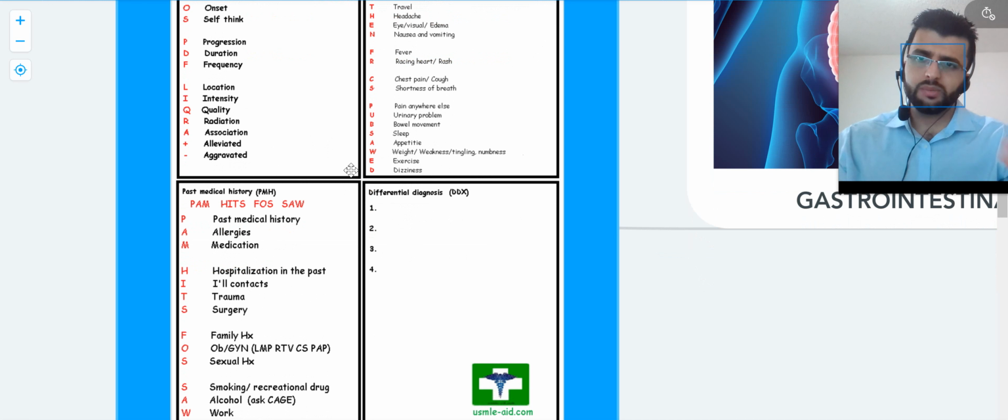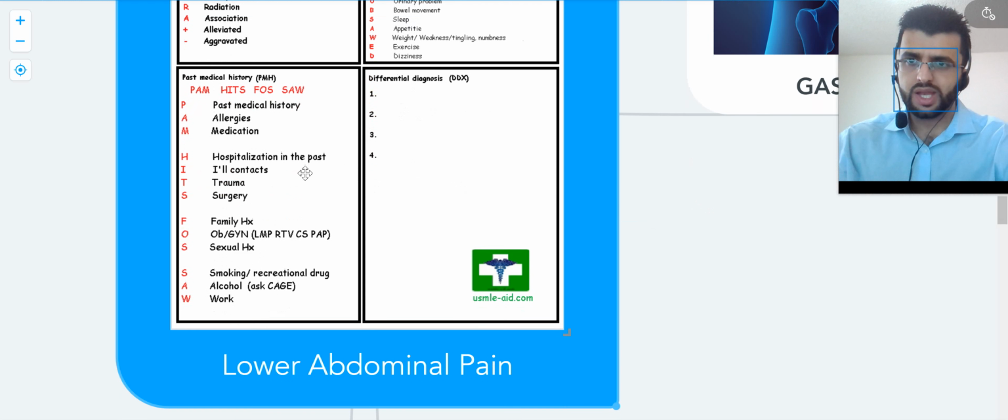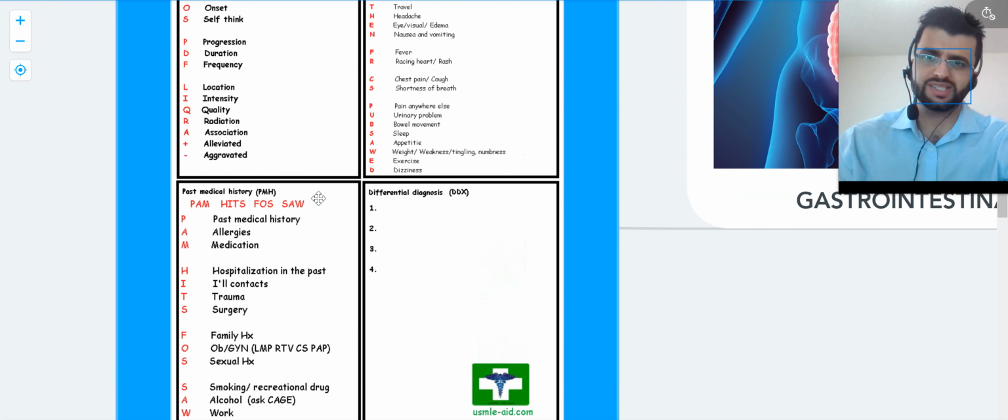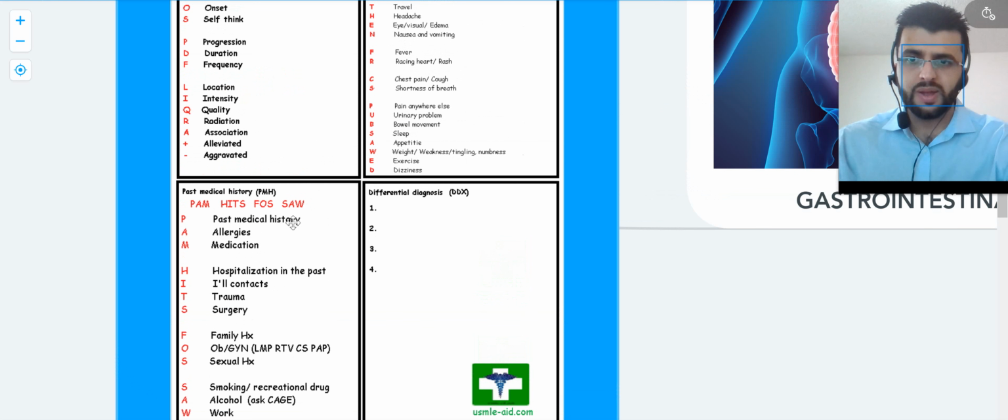And then we ask about plus minus, like alleviating factors. Anything made it better, anything made it worse? Because usually patients do something to help with the pain or whatever problem they have. And then we go to the past medical history. For past medical history, there's a mnemonic. It's my favorite. I like it. It's called PAM HITS FOSS.